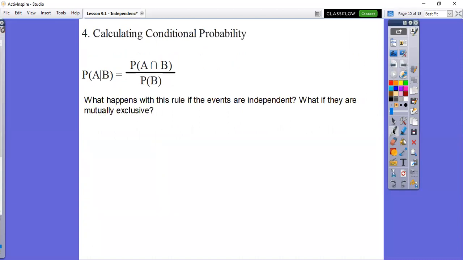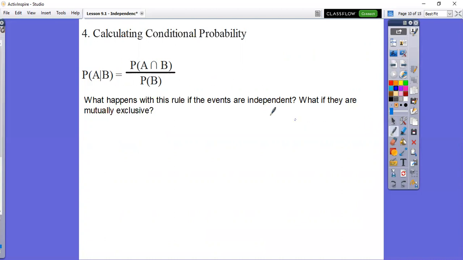So then the last one, which we saw as part of the general multiplication rule: conditional probability. Probability of A given B is equal to probability of A and B over the probability of just B. And if this had been the other way around, B given A, you would just switch the A and B in here. This would be probability of A right here. But this is the general formula.